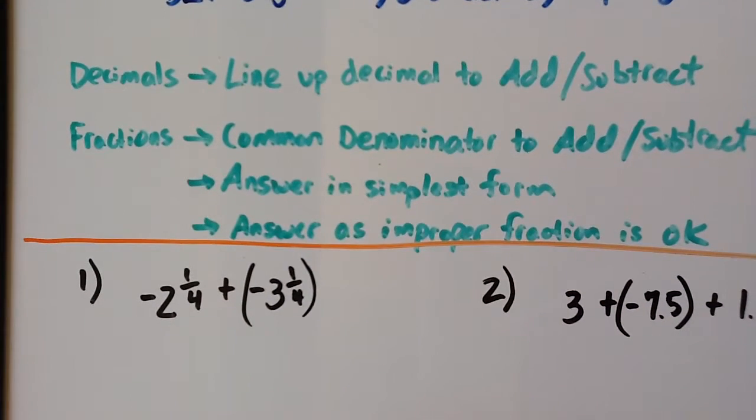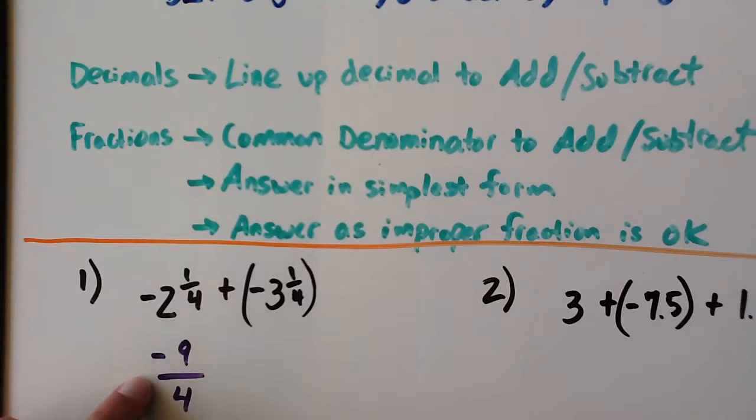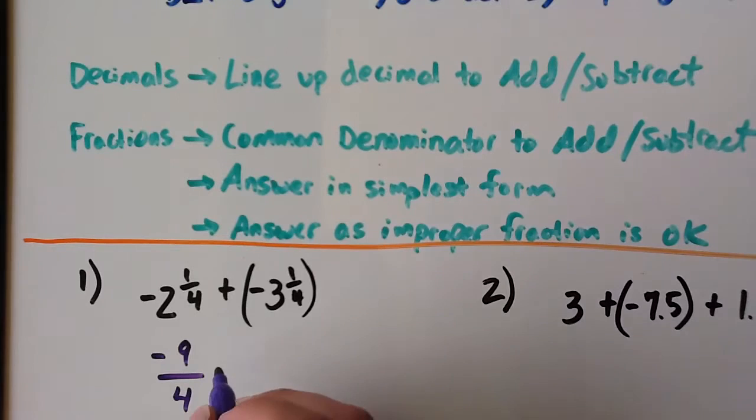Number 1, we have -2 1/4 plus -3 1/4. When dealing with mixed numbers, I would encourage you to make the mixed numbers improper by using the C method and then operate. So -2 1/4, I would multiply 4 times 2 to get 8, plus 1 to get 9. So my numerator is 9. My denominator stays the same, 4. So -2 1/4 is -9/4. I just used the C method. And of course the number still stays negative.